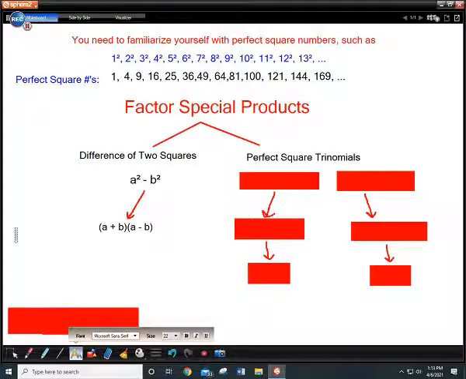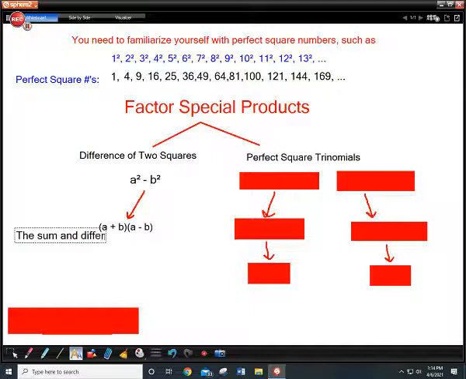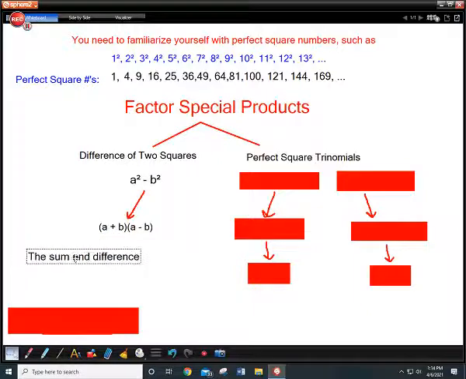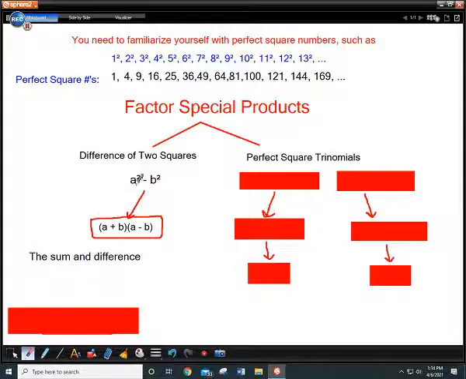So this is called the sum and difference. This is what our final answer is going to look like if they give me the difference of two perfect squares. Whatever number they squared to get this term will go here. Whatever number they squared to get this term will go here, and one has to be the sum and one has to be the difference.